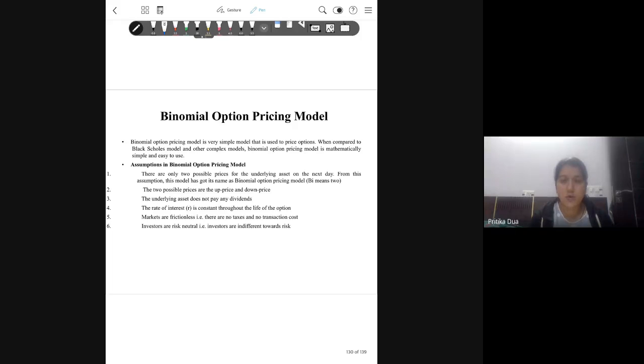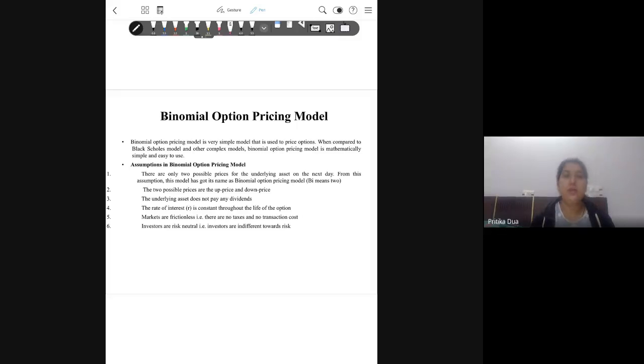This is a pricing model for pricing the call options and the put options. So this means in simple words, we are calculating the premium on a call option and a put option. The assumptions on which the model is based is that underlying assets do not pay any dividend, and the basic assumption of this model is that the stock price will take up only two possible values.